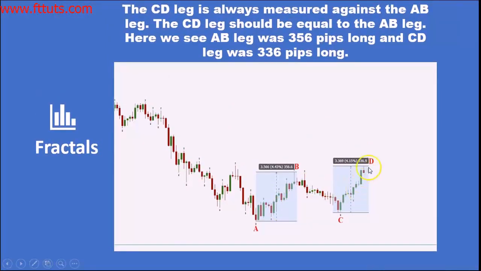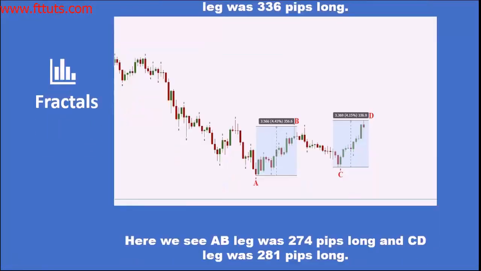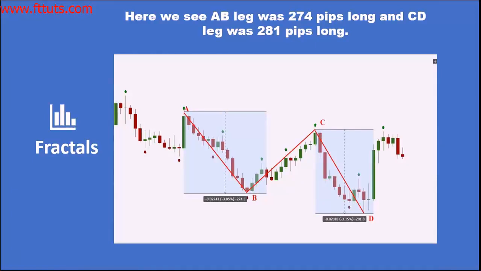And the 1, 2, 3, 4 pattern, or the AB equals CD pattern, is going to be used to help you to find your targets, not to enter any trades or anything else. So here we see an AB leg which was 274 pips long, and the CD leg is 281 pips long. They are right in line with each other.